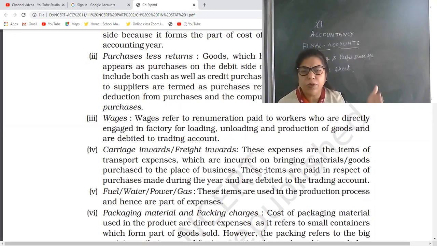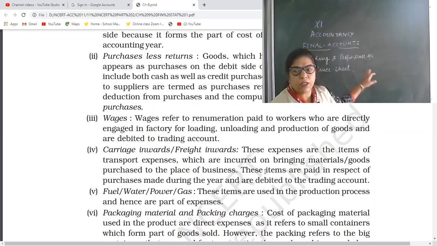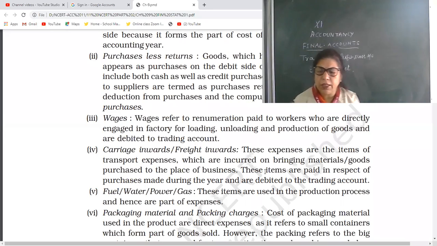And carriage outward, freight outward. Outward will be debited to P&L account, profit and loss account, because outward are related with sales and distribution. I have told you very clearly that all the production related expenditures are to be added in trading, while all the expenses after production, selling, office, distribution, all are in profit and loss.